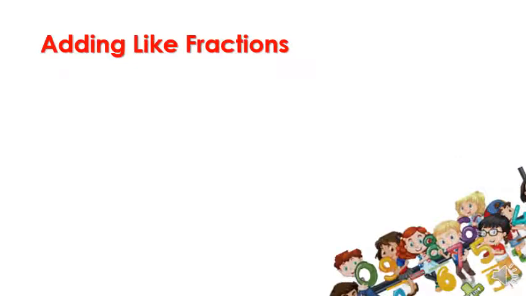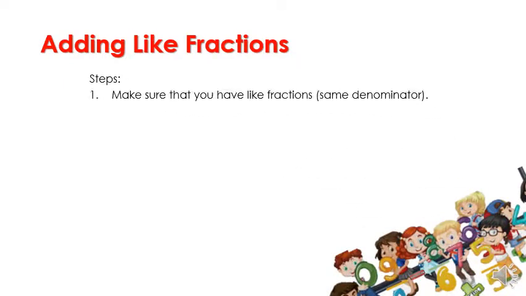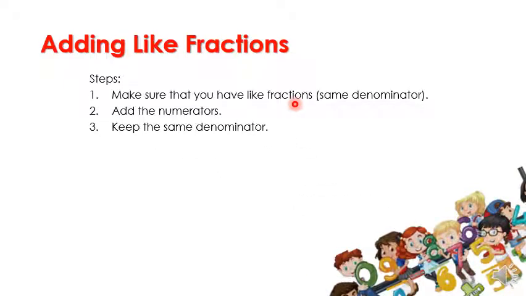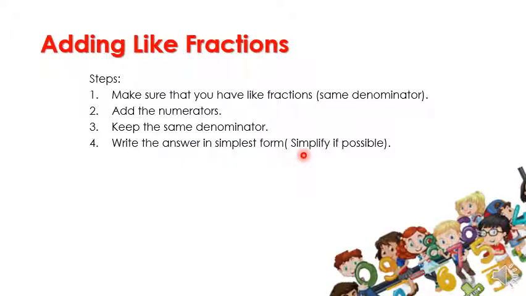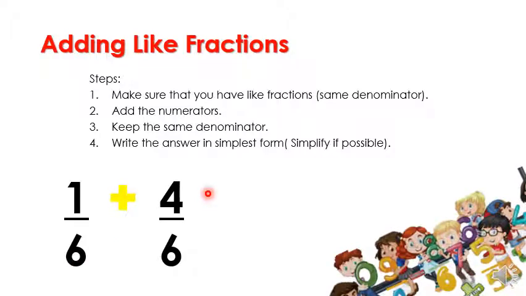So adding like fractions, or fractions having the same denominators, what to do? 1, we have to make sure that these fractions are alike, they have the same denominators. 2, we add the numerators. 3, we write the sum and keep the same denominator. And finally, we write the answer in the simplest form. We simplify if possible. Take these two fractions, 1/6 plus 4/6.